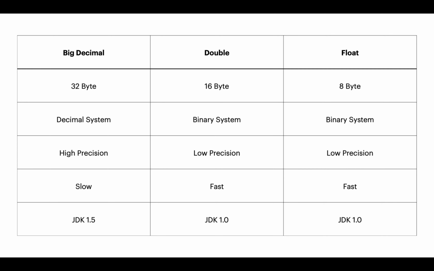And BigDecimal is available from JDK 1.5. It is also available before JDK 1.5, but not with all the improvements and the functionalities which are available right now. But again, if you are using JDK 8, this doesn't make any difference. But you should be aware of it, right? So BigDecimal has before JDK 1.5 and after JDK 1.5, and double and float are available from JDK 1, right?